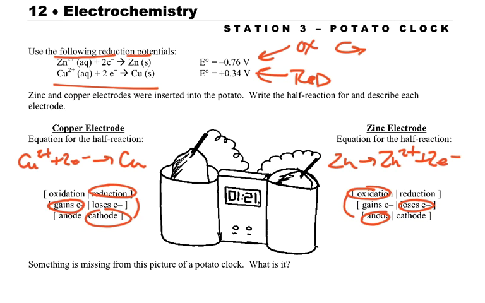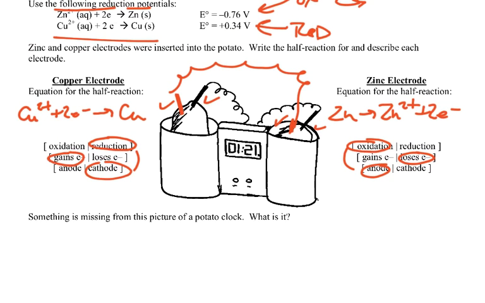Okay, we can see that we need one more wire. So we have a wire going from the clock to each potato, but we have to finish this off with another wire that goes from this potato over to this potato. Okay, and if let's say this side was zinc, then this side would be copper. If that was copper, this would be zinc, and then this would be copper. So we'd have to have the various copper and zinc in each of the potatoes to make this work. So what's missing? The wire between the potatoes.